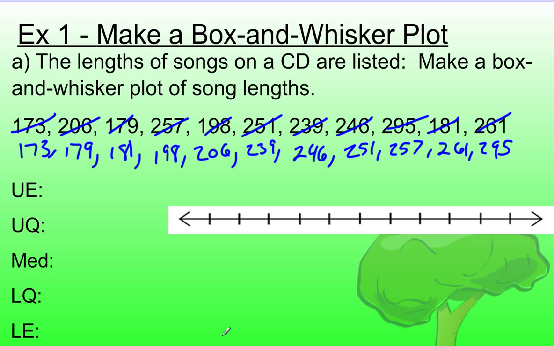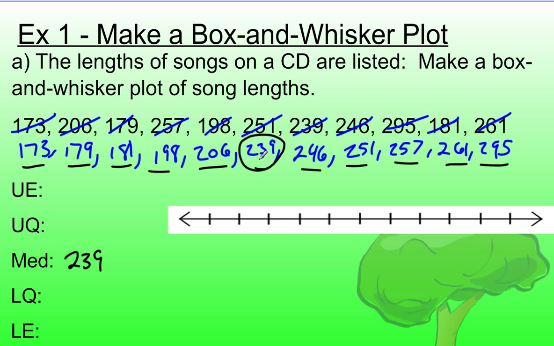So let's start by finding the median, the middle. So I'm not going to actually cross off my numbers because I'm going to use them again. So smallest, biggest, small, big, small, big, small, big, small, big, one in the middle. That guy right there is my median, 239. So I got one number in the middle.